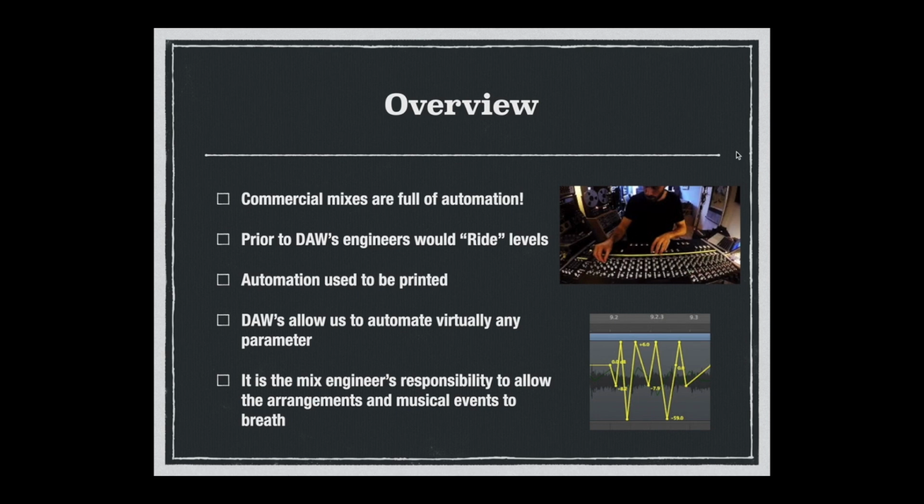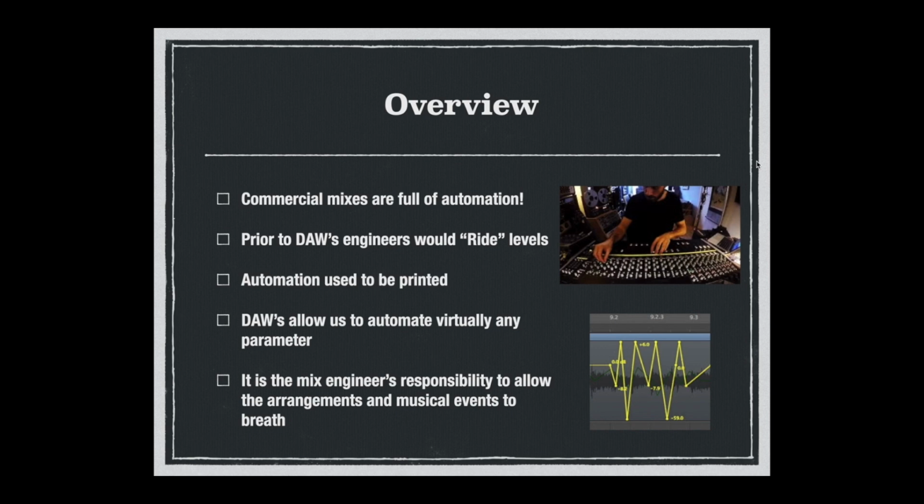Prior to DAWs, engineers would what's called ride levels on a mixer as they're being printed to tape. This picture kind of depicts what would be going on. This tape reel in the back would be recording the left-right mix coming out of the console, and the engineers or group of musicians would be adjusting balances, EQs on the fly in real time, being printed to that tape.